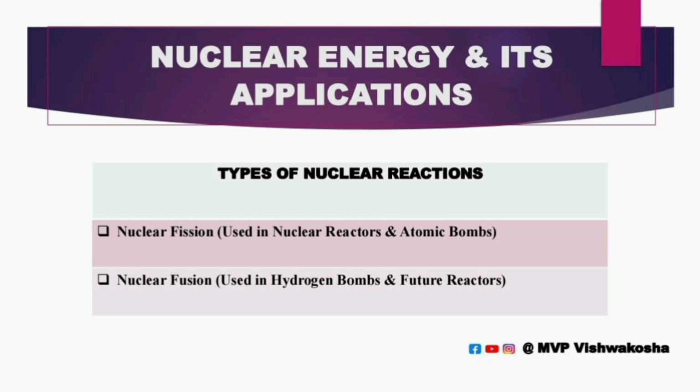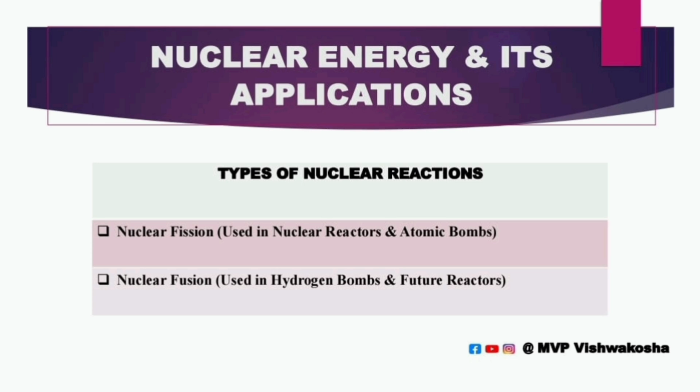So let's see the first one, nuclear fission. Nuclear fission is used in nuclear reactors and atomic bombs and all. The process is that a heavy nucleus, for example uranium 235 or plutonium 239, splits into smaller nuclei, releasing energy. Some applications of nuclear fission you can see in nuclear power plants and atomic bombs. This is the basic you should know.